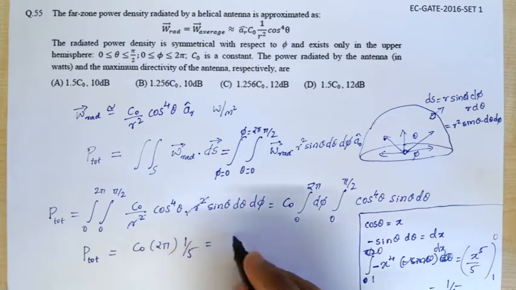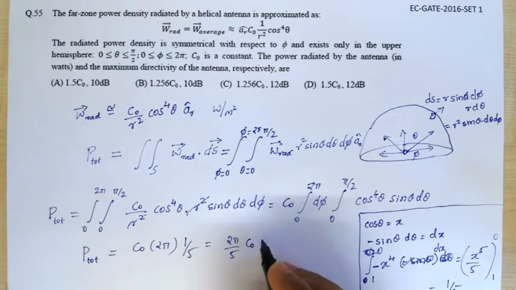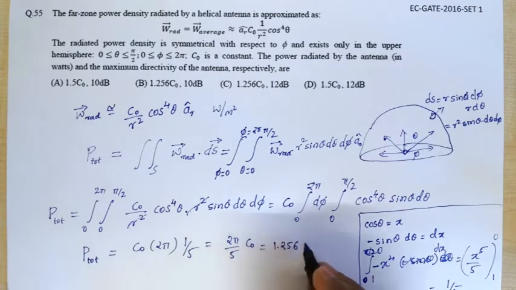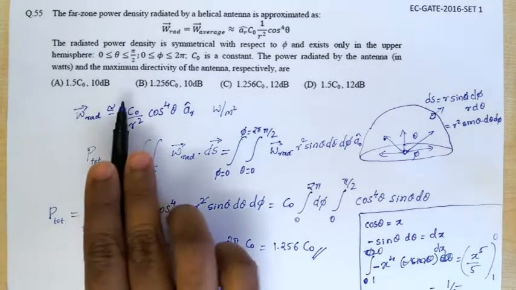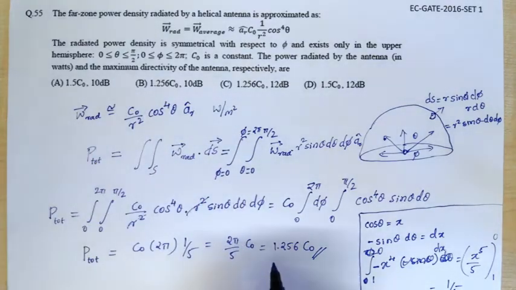So you get 2 pi by 5 C naught, which is equal to 1.256 C naught. This is the total power radiated by this antenna, and since in the answer we have B and C which has this value, we have to go to the next part where they are asking for the maximum directivity of this antenna. So let's calculate the maximum directivity for this question.